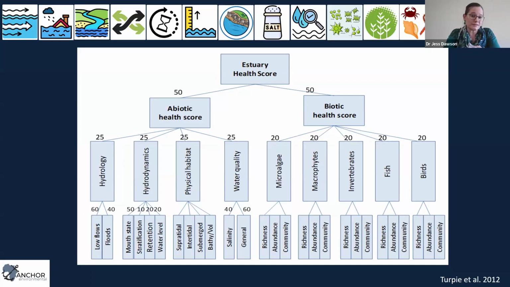And then the water quality, it says salinity and general, but the general is then subdivided into at least 4 categories, where we look at the clarity, the dissolved oxygen, the nutrient contents, and toxic substances. And then the biotic factors are all looking at the richness, abundance, and the community structure. Because in some cases, you can have a complete change in the community structure, but still have the same number of species. And so we have to consider all of these aspects to be able to determine the estuary health.